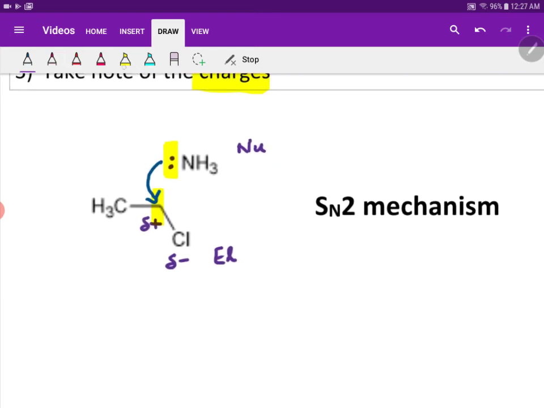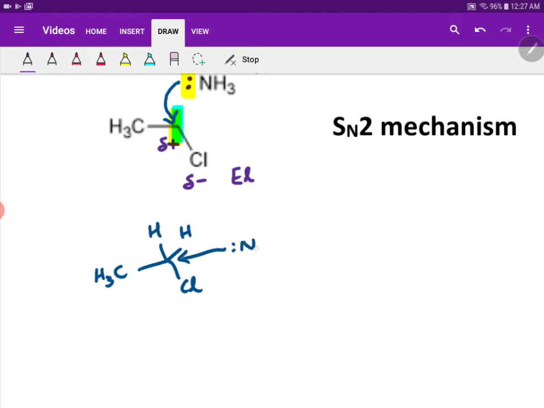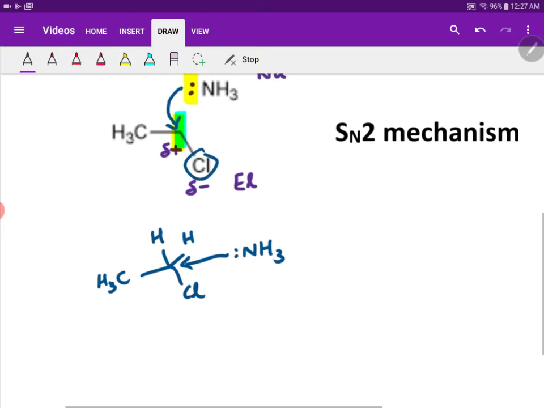If we take a look at this carbon, it is currently saturated. It already has 4 bonds: one bond to CH3, one to Cl, and two to hydrogen. If it takes in another NH3, it will now have 5 bonds, which it cannot hold. So what will happen is that one of the sigma bonds needs to break. In this case, chlorine is the one that breaks off.